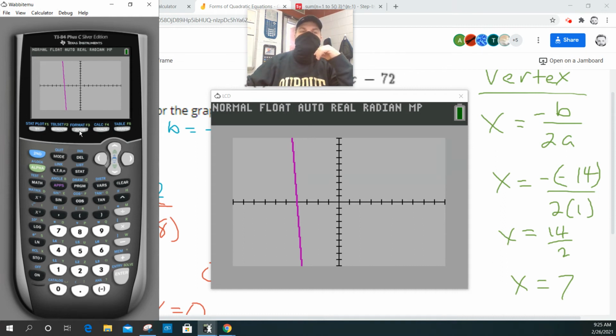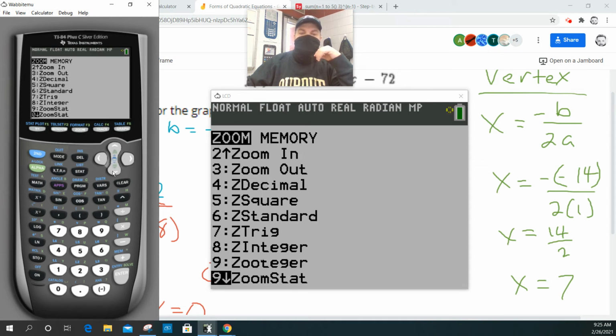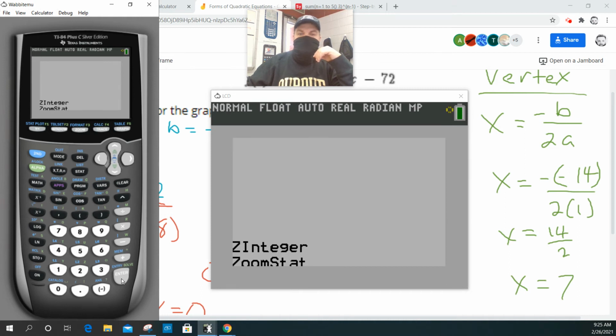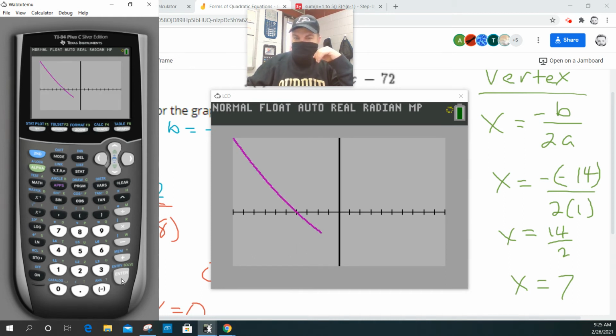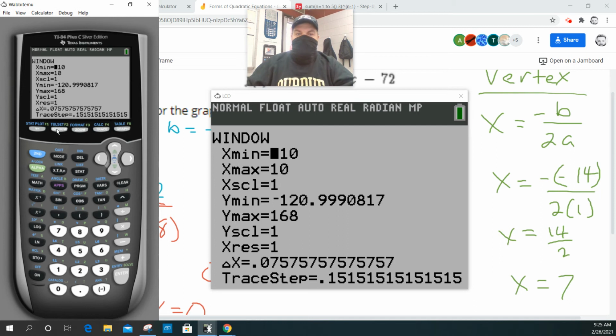I'm going to hit zoom. And which one will I choose? Well, I could choose zoom out, but I'm going to choose zoom fit. Now, zoom fit hopefully will fit most of it in there. Nope. Well, how could I use the window? Here's what I know. I know that my zeros, my x-intercepts, are negative 4 and 18. So I'm going to change this to negative 5 because that's just a little bit further than negative 4 on the number line, right?